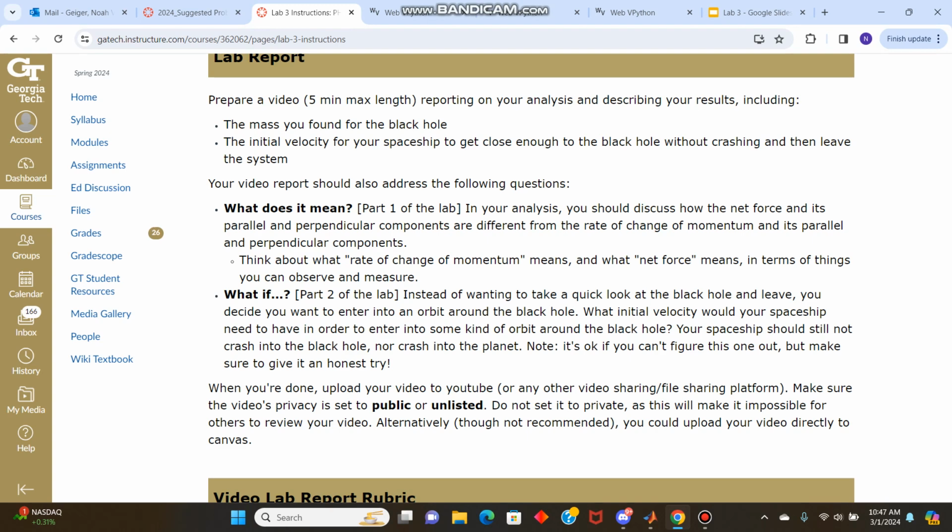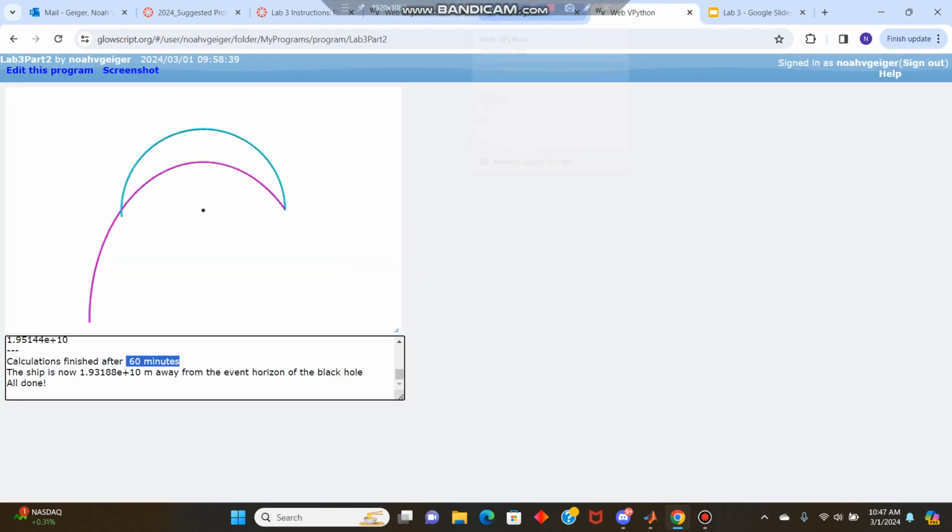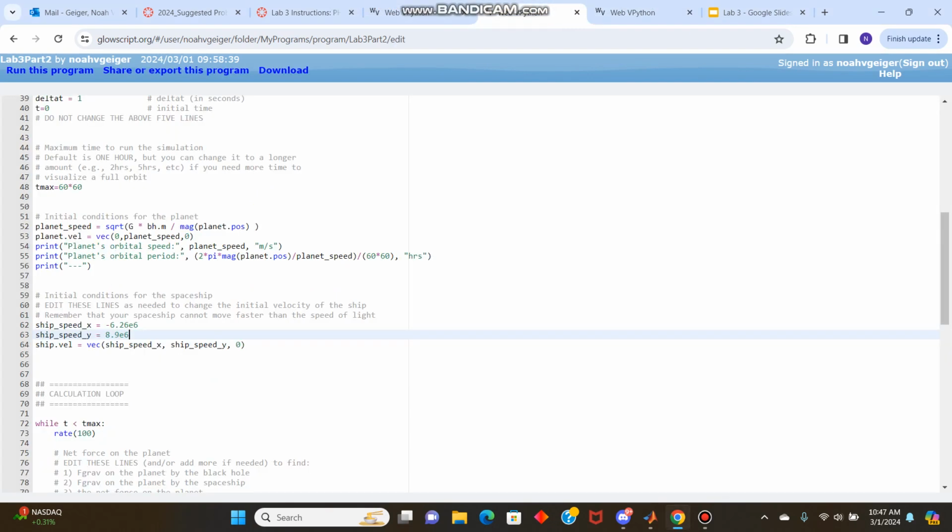And then this what-if statement is where we're trying to orbit around the black hole, but like I said, after trying for a little bit, I couldn't figure out a way to calculate anything, so the best thing would be a guess and check here. Sadly, I just couldn't figure out exactly the digits of that. But yeah, that should be all.